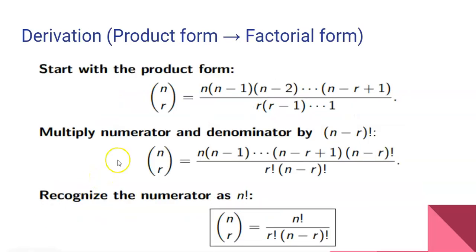Let us now derive the factorial form of the binomial coefficient from its product form. So start with the product form. Then step number 2, multiply both the numerator and denominator by n minus r factorial. See, we have n minus r factorial in the numerator and n minus r factorial in the denominator. Then recognize the numerator as n factorial. We can see that the numerator reconstructs the full factorial of n, and then simplify the expression. So now we have the factorial form.